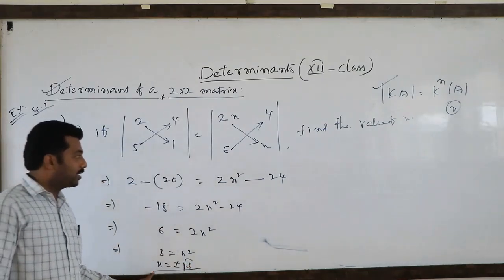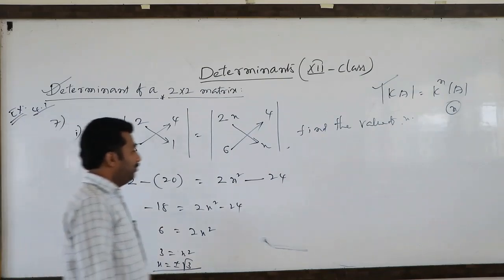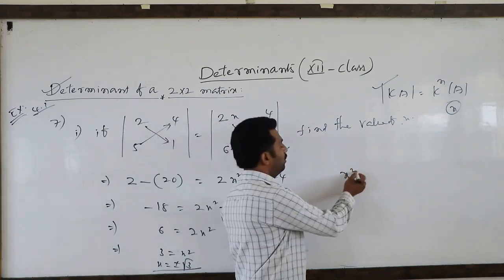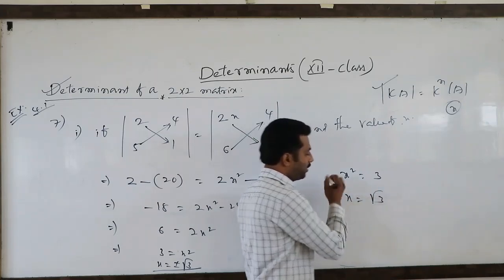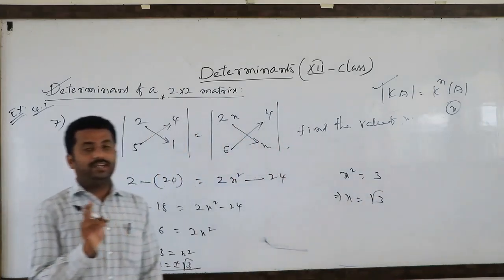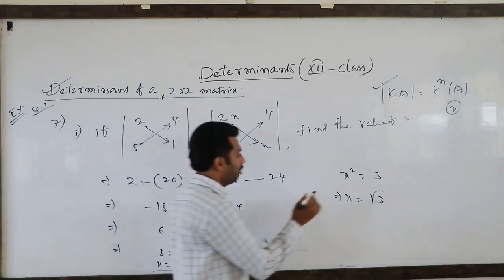So compulsory x value plus or minus root 3. Many people will make a mistake here. Suppose x square equal to 3, they will simply write only x equal to 3. Both the signs you should write. So that point you have to remember.